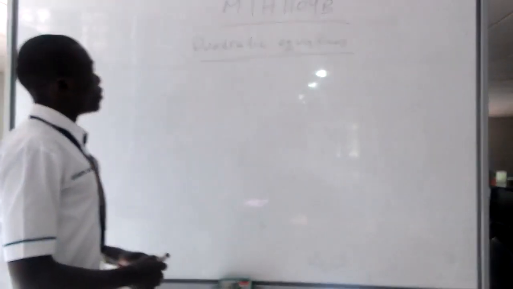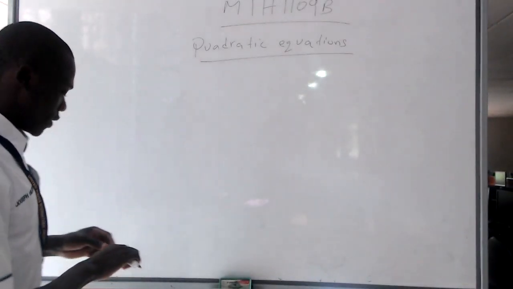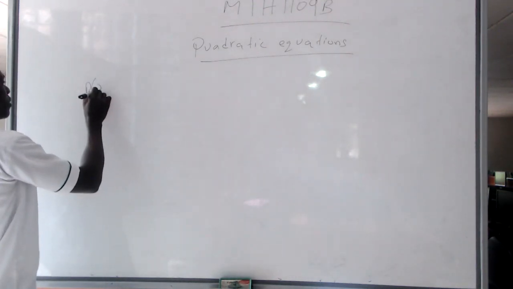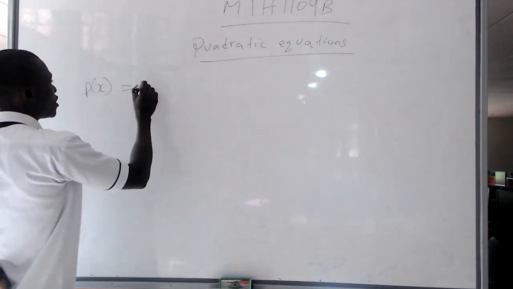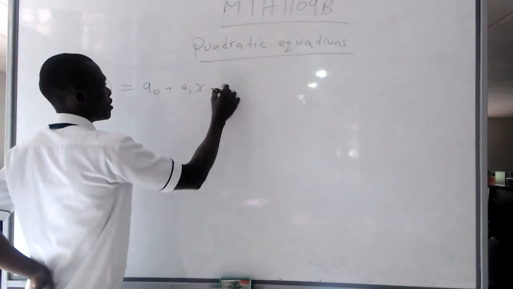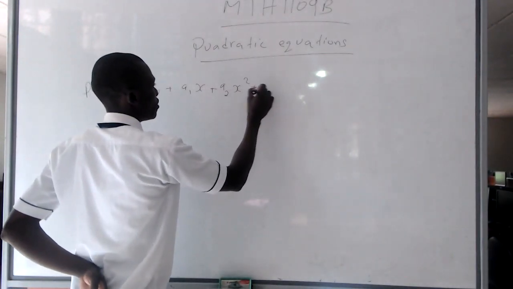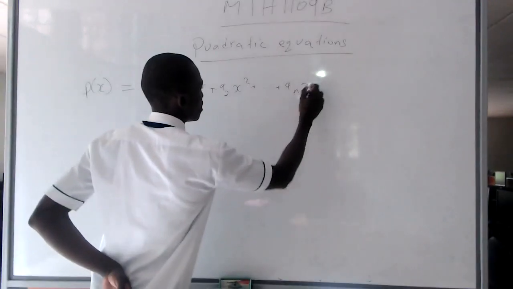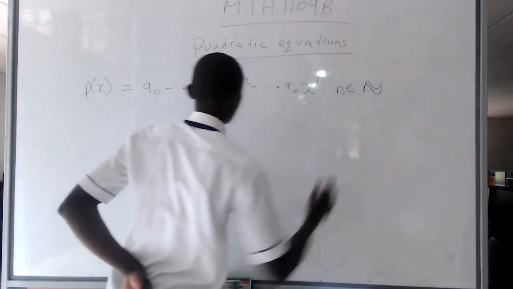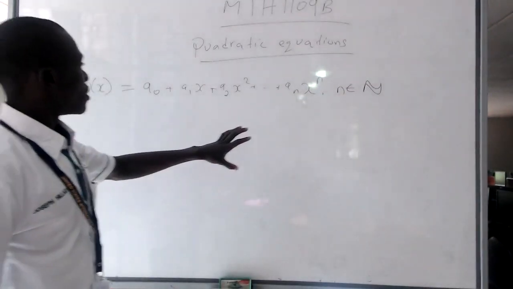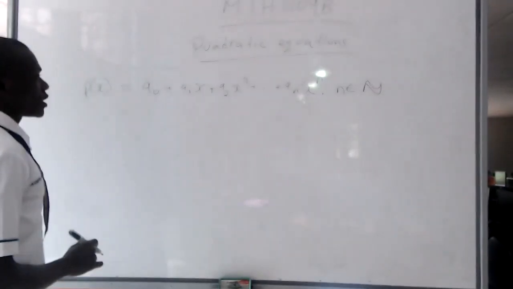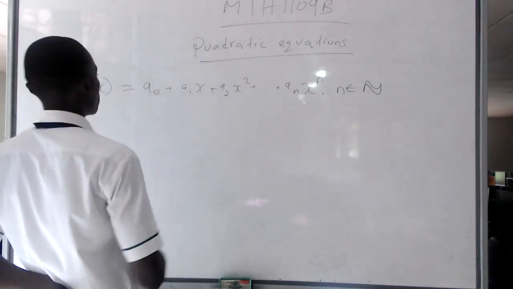Hello, so today we'll be looking at quadratic equations, and previously we have studied polynomials. A polynomial in X is simply an expression of the form A0 plus A1X plus A2X to the 2 all the way to AnX to the n, where n is a natural number or a positive integer. So this is a polynomial in X. You can also refer to it as an expression in X.